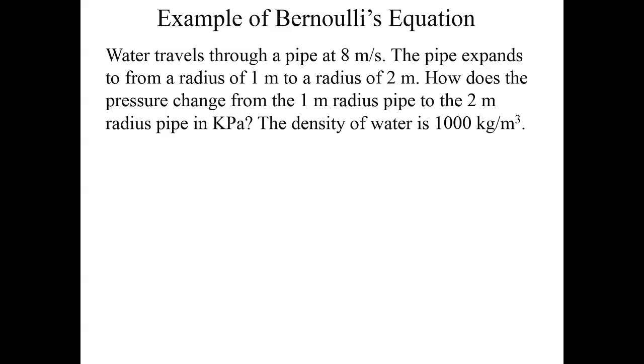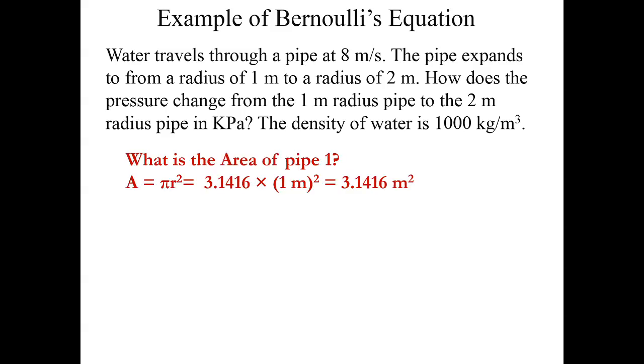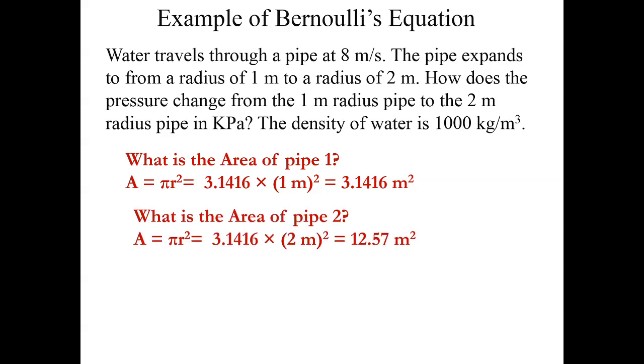So to start, we use the formula. The area of a circle is pi r squared. So we multiply pi times the radius squared, which is 1 meter. That gives us 3.14, or pi, meters squared. To find the area of the second part of the pipe, we repeat this using pi r squared again. This time we multiply pi times 2 meters squared, and that gives us 4 pi, or about 12.57 meters squared. All right, so we have the areas, so now we want to find the velocity.